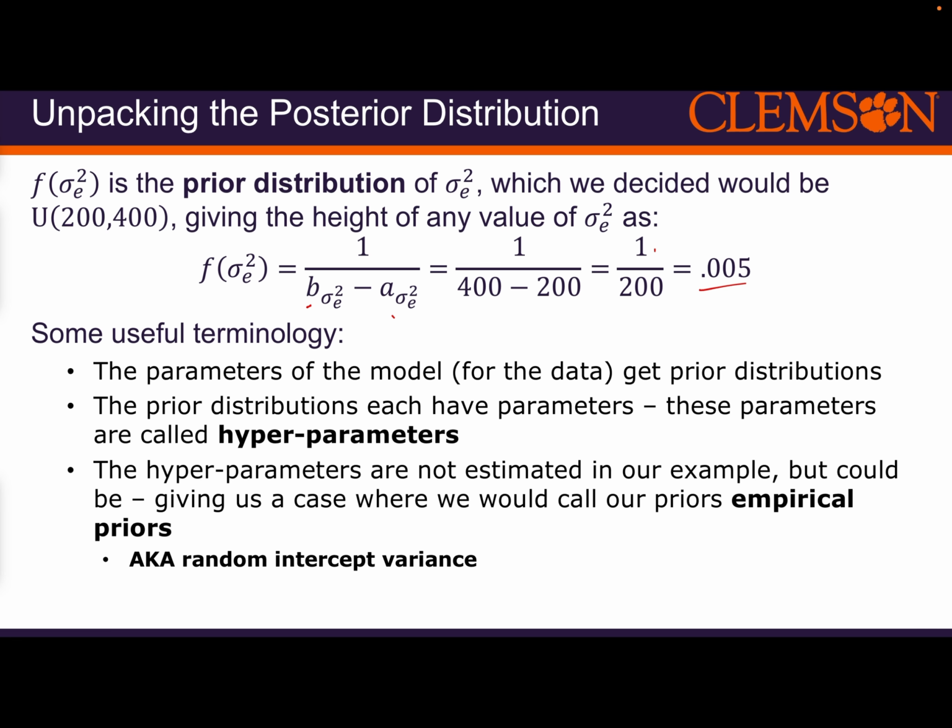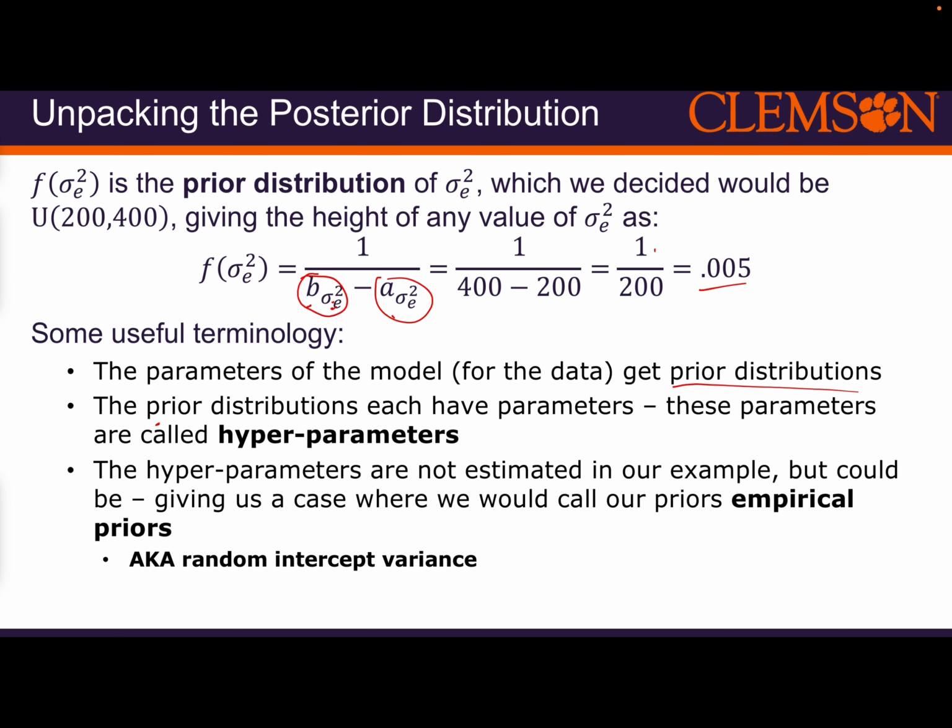All right, there's some more terminology. I would tell you that learning Bayesian is like learning yet another language in statistics, and here are some of the ways that we talk about it. The parameters of the model for the data get prior distributions. But these prior distributions also have parameters, right? Here in the uniform, there's a lower bound and an upper bound. Those parameters of the prior distributions are actually called hyperparameters. And yes, that is really their name, hyperparameters.